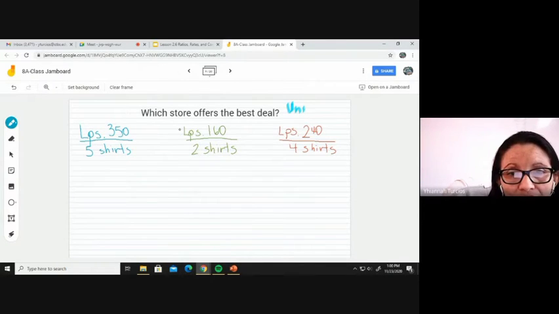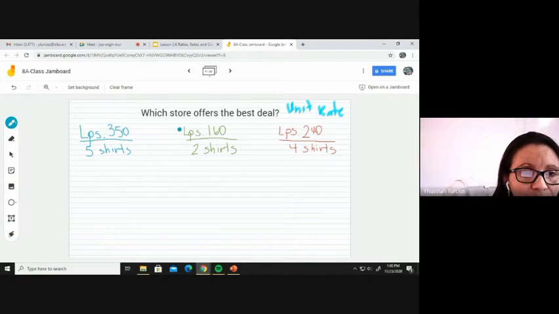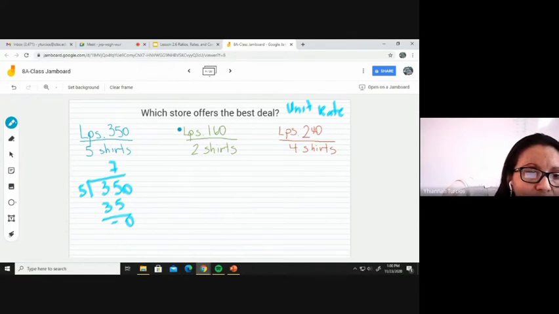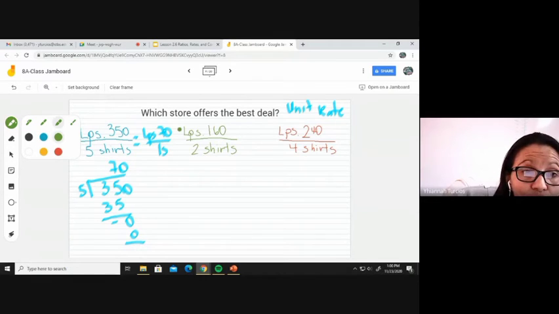When we find the unit rate, we are going to find out how much each shirt costs. Let's say, for example, here, to find out how much each shirt costs, we would have to divide 350 divided by 5. Here we have a 7, 35, and then we bring the 0 down. This will be a 0, and that's how we end up knowing that each shirt will cost 70 lempiras, okay?